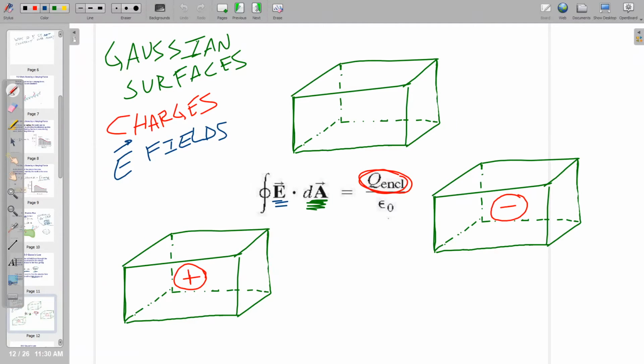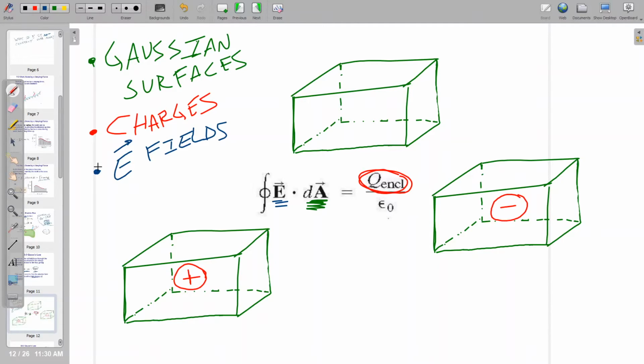Okay, let's just try and drive this home a little bit more. I'm going to make the claim that this actually makes sense. Here I have a few different Gaussian surfaces drawn in green. In red, I have some charges, and in blue, I'm going to draw some electric field lines.